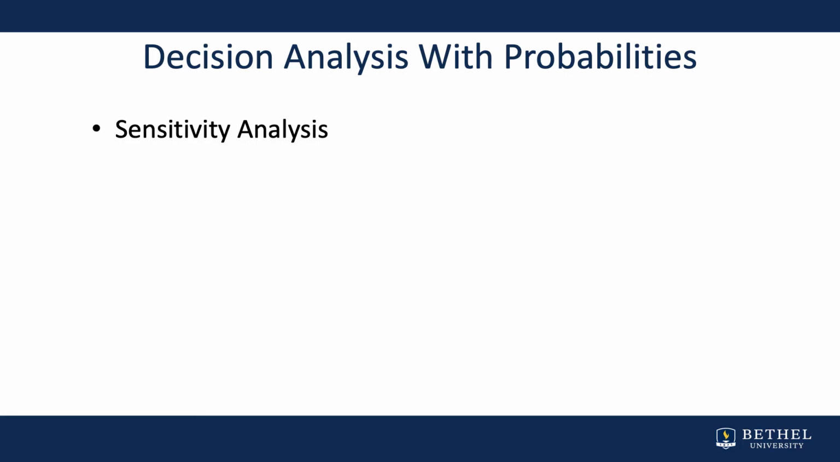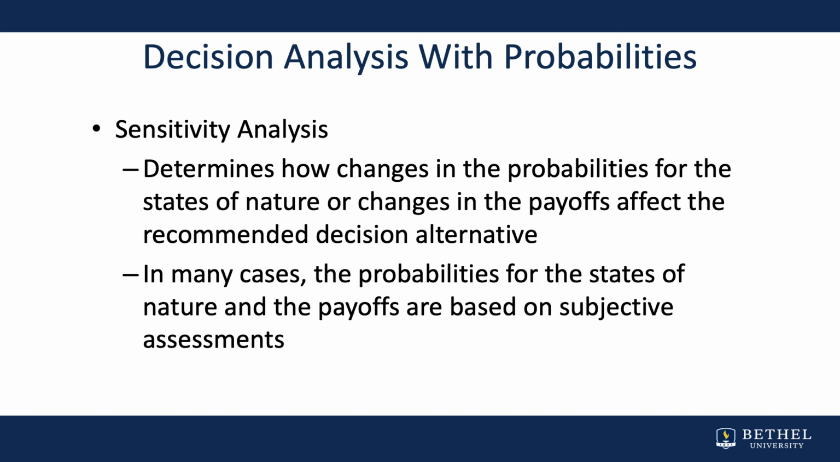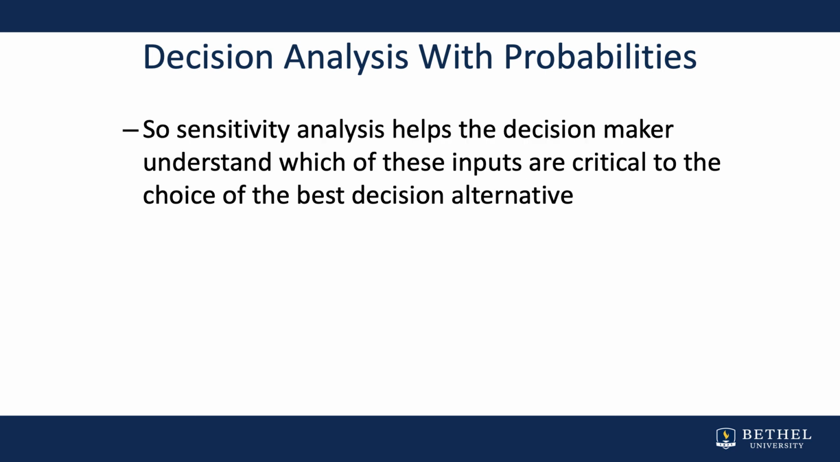Another type of analysis that we can do when we have probabilities is sensitivity analysis. This determines how changes in the probabilities for the states of nature or changes in the payoffs affect the recommended decision alternative. In many cases, the probabilities for the states of nature and the payoffs are based on subjective assessments. So sensitivity analysis helps the decision maker understand which of these inputs are critical to the choice of the best decision alternative.